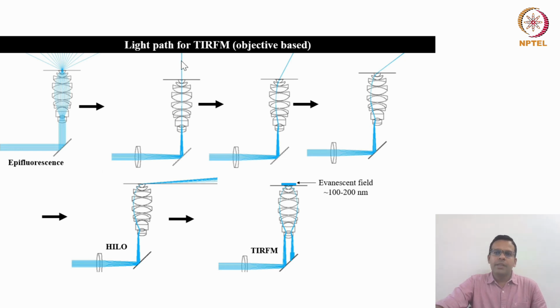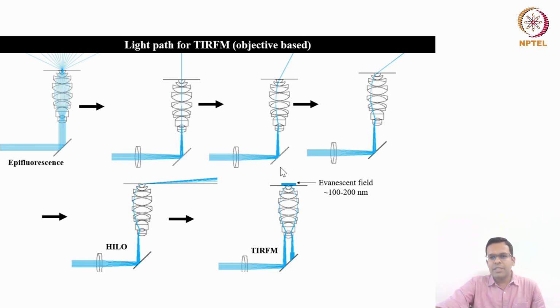Here you can see the light path for TIRF illumination. Generally in the epifluorescence mode, we use an LED or a metal halide or mercury arc lamp as a light source, and it illuminates the sample like this. But TIRF is generally laser based, and laser produces a coherent and collimated source of light. So that light source is collimated, and you can see a single thin line passing through the objective lens.